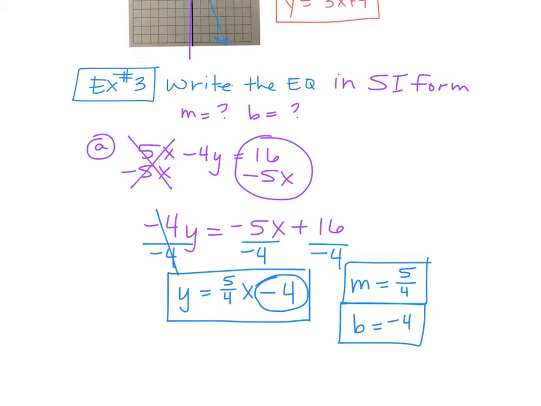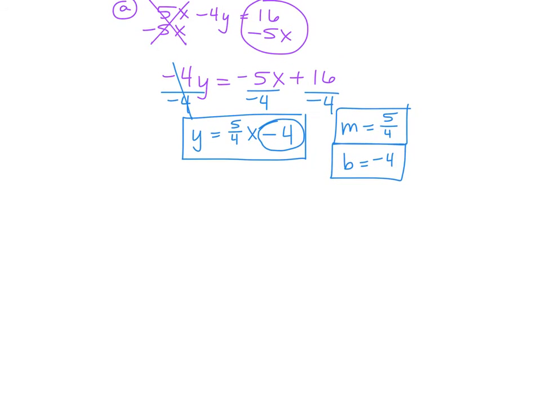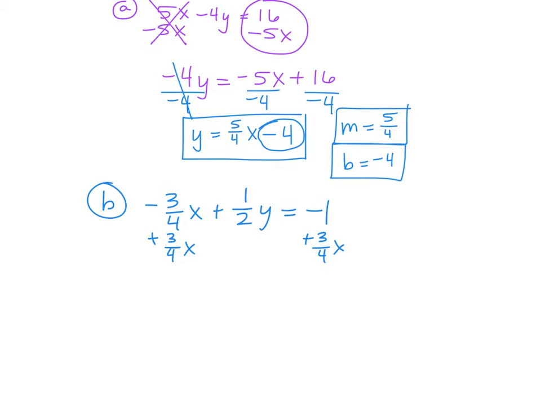Okay? Let's try another one. Same type of idea. If I have negative 3/4 x plus 1/2 y equals negative 1, okay? To put that into slope-intercept, same thing. We're trying to get y by itself. So we're going to add 3/4 x to both sides. Okay, so this is gone. I have 1/2 y equals 3/4 x minus 1.